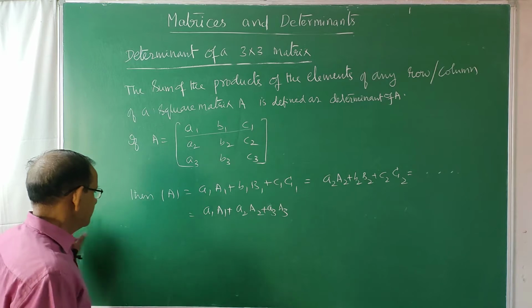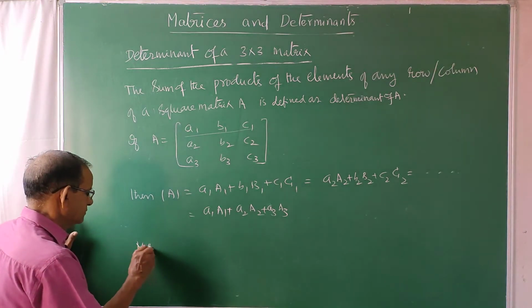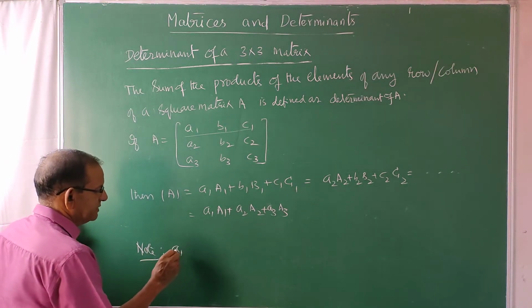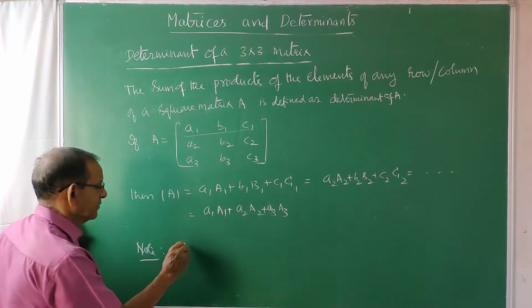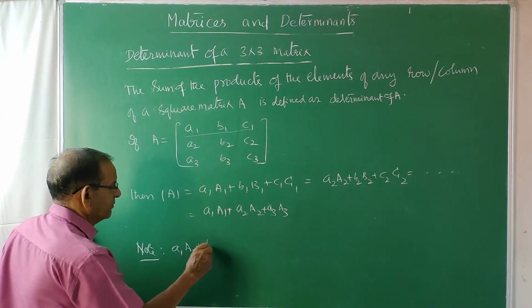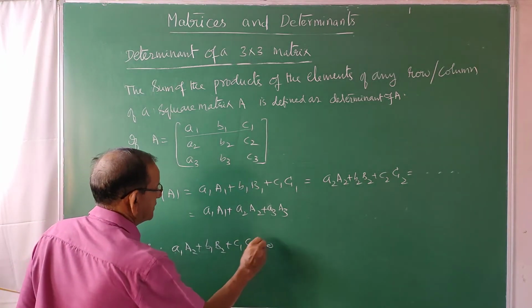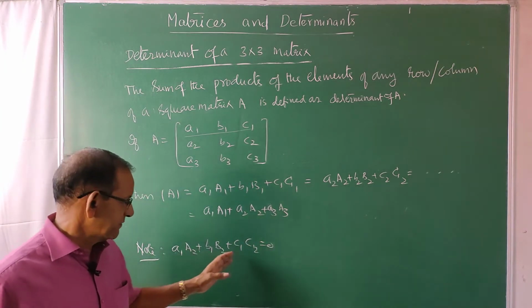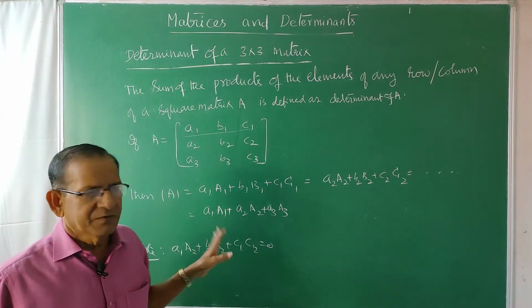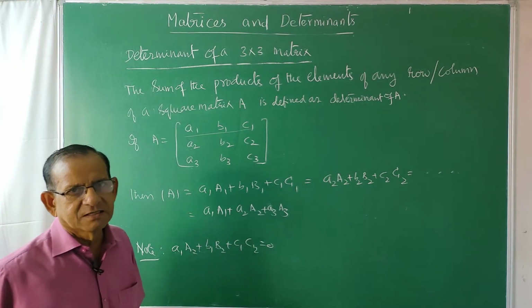Suppose if you multiply, note, elements of first row and cofactors of second row, a1 into A2, b1 into B2 plus c1 into C2, that will become 0. If you write the values of A2, B2, C2 here, then if you simplify, all terms will get cancelled, you will get 0.